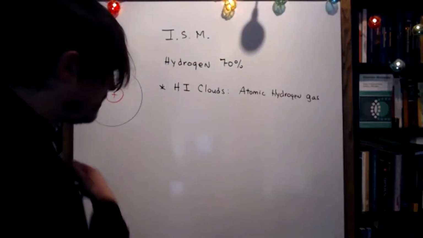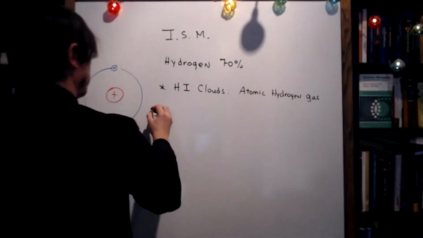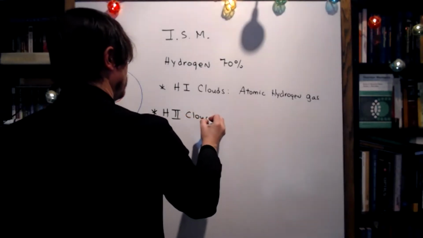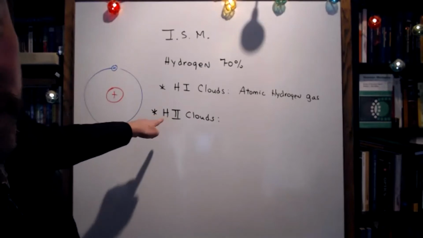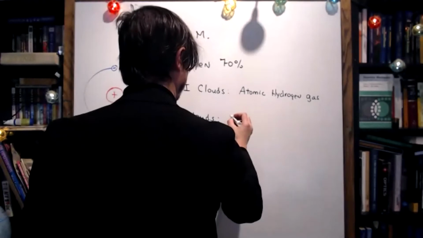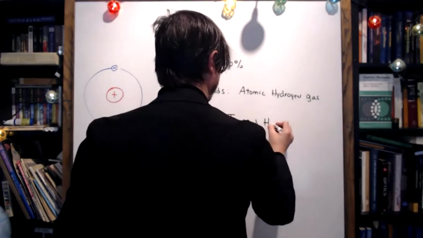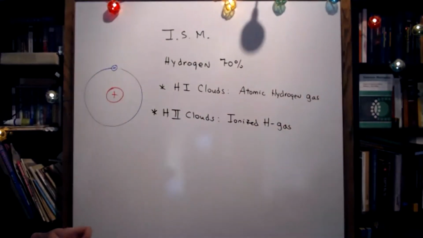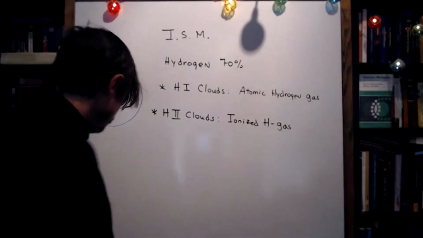There are two other forms that hydrogen gas takes in the interstellar medium. There are H2 clouds. And these are kind of interesting. When scientists use the Roman numeral 2 after hydrogen, those are ionized hydrogen clouds, or ionized hydrogen gas. And of course, if you ionize the hydrogen, you remove the proton from the electron, leaving behind a plasma.